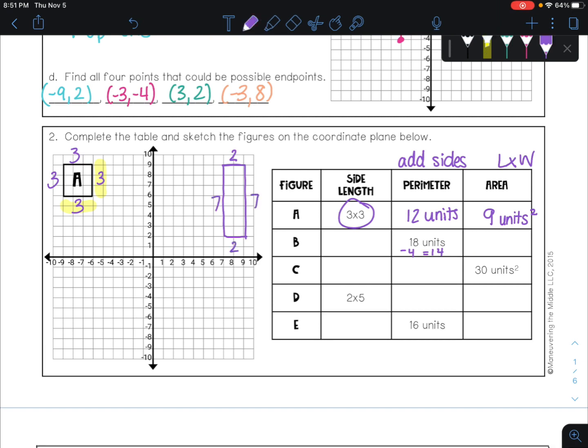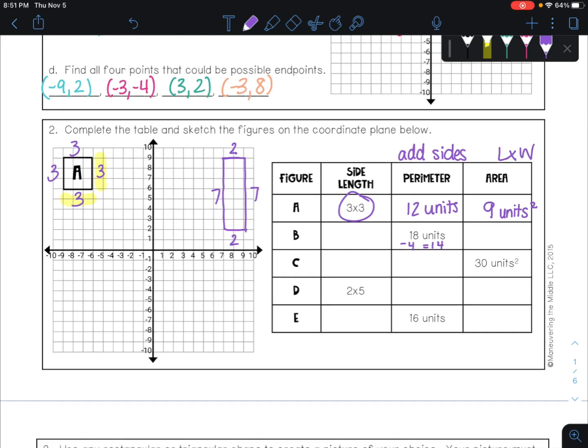It's just like puzzling it out. So 2 plus 7 is 9, plus 2 is 11, plus 7 is 18. So it worked out for our perimeter. So our sides are going to be 2 by 7. There are other options. And then for the area, we just do length times width, 2 times 7. So we get 14 units squared because it's area. I'm just making these up. It's totally up to me.